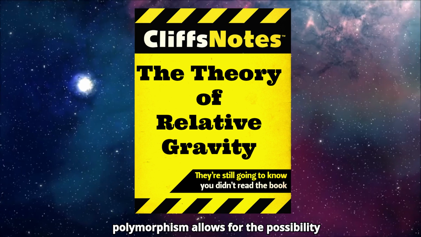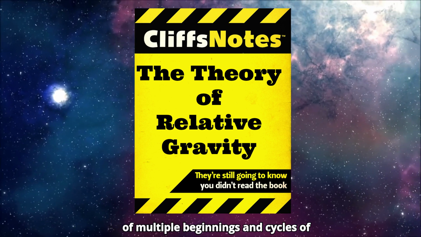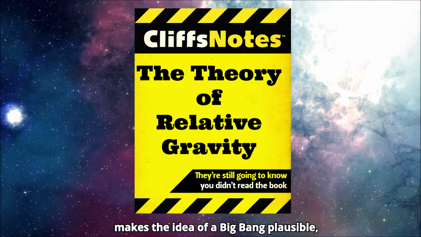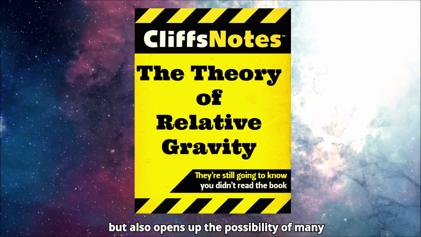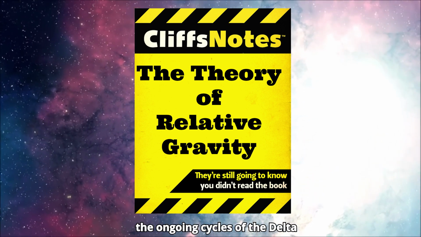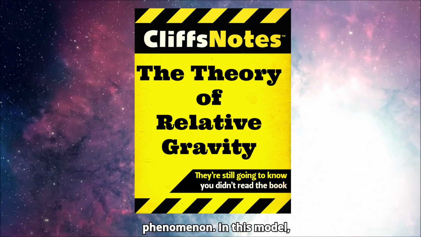Rather, polymorphism allows for the possibility of multiple beginnings and cycles of transformation within the universe. It makes the idea of a Big Bang plausible, but also opens up the possibility of many such events, each occurring as part of the ongoing cycles of the delta phenomenon.